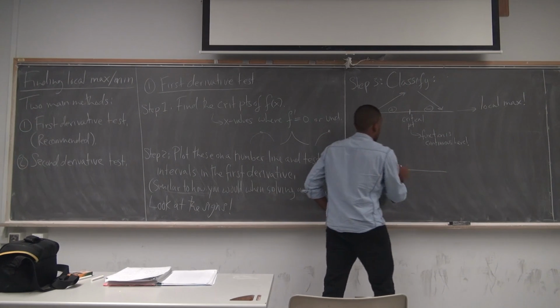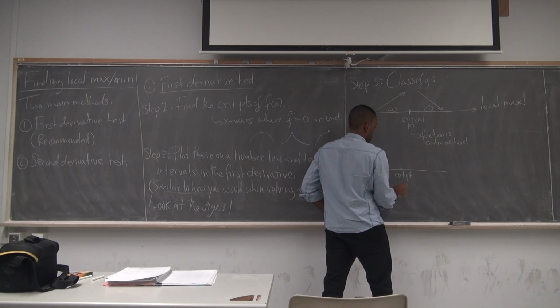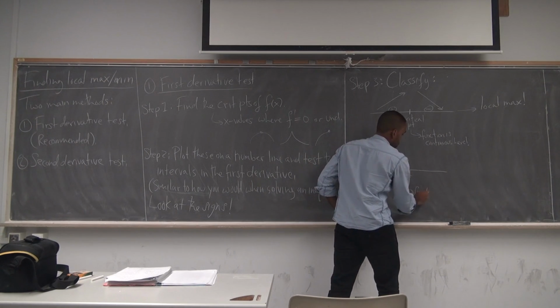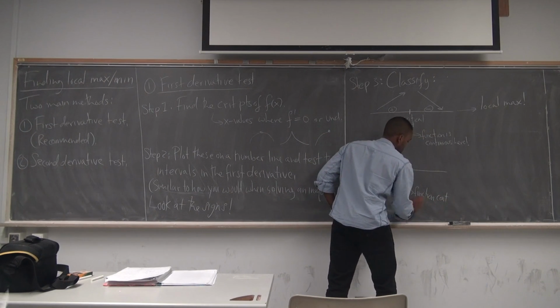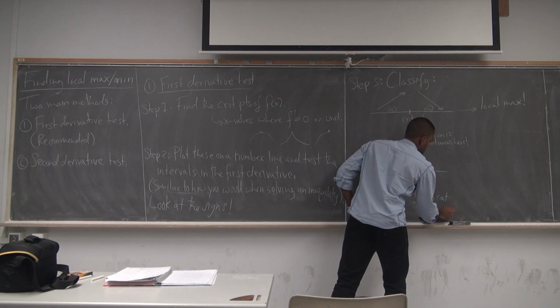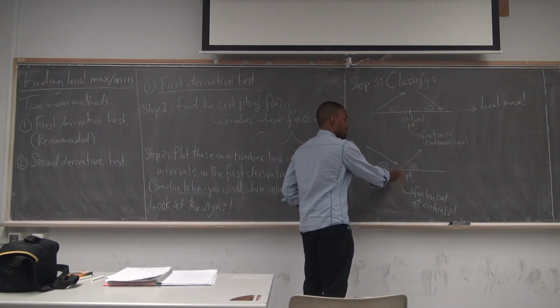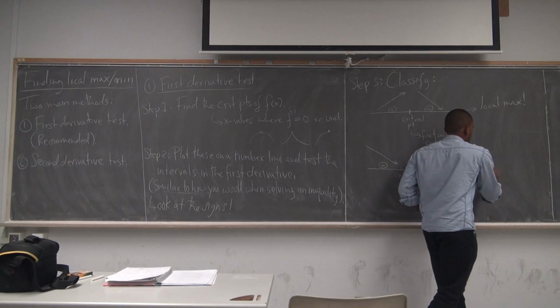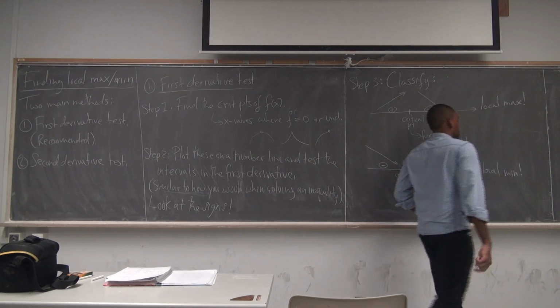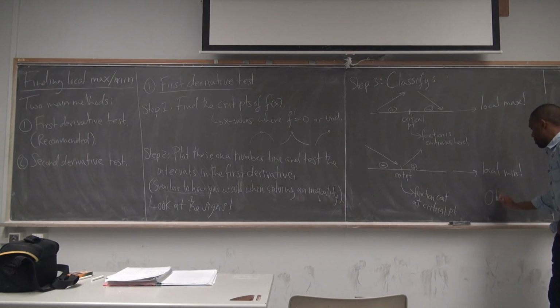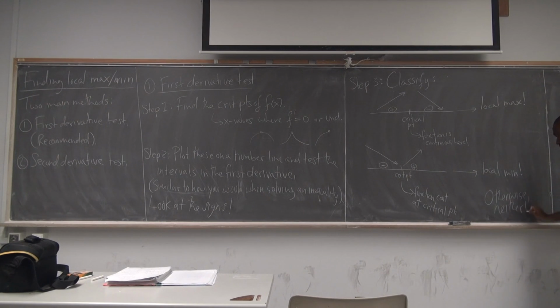And so again, the function has to be continuous at your critical point. If you're decreasing on the left side, but you're increasing on the right side, and you're continuous at that point, that gives you a local min. Otherwise, you have neither of these. So this is what a local max will look like. This is what a local min would look like. If it doesn't look like this, it's not either of those. It's something else.